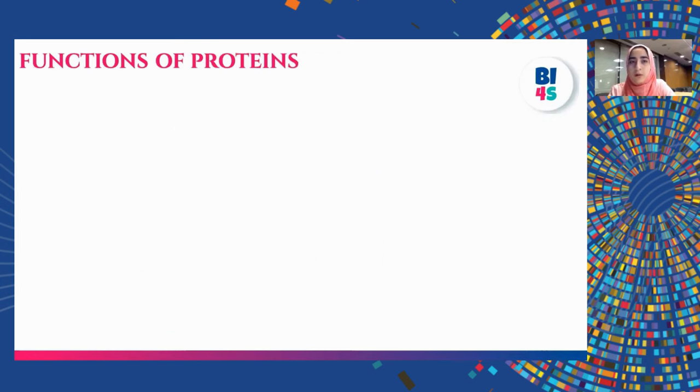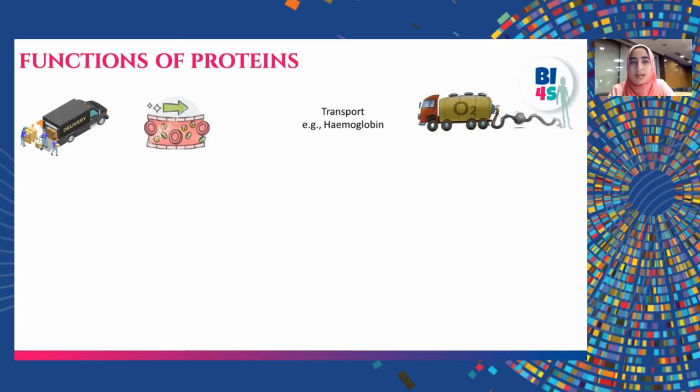Let's have a look at some of the functions. For example, they are involved in the delivery of molecules within the body. For example, consider hemoglobin. Hemoglobin is a protein that is responsible for the transport of oxygen within the body.